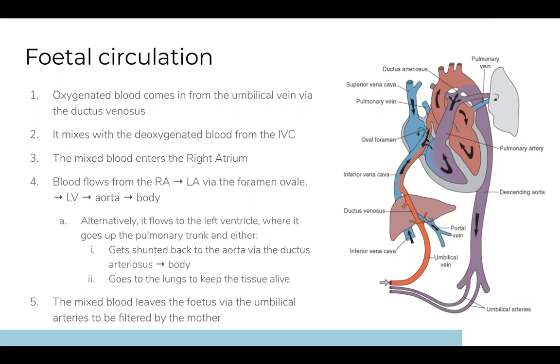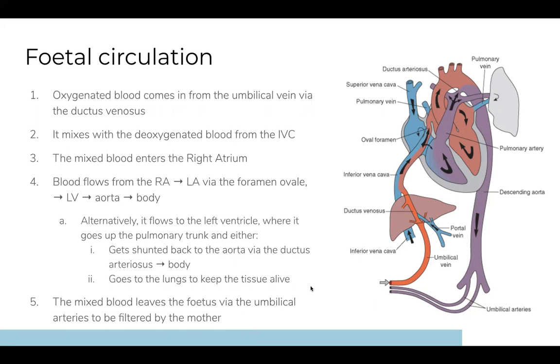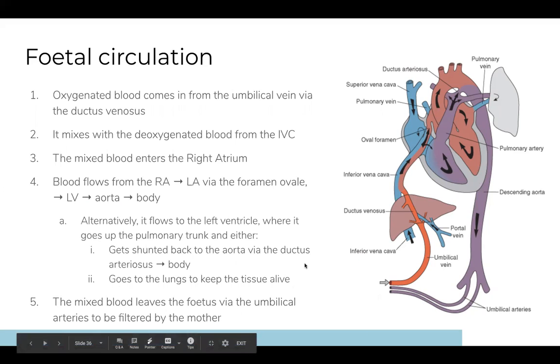Or if it goes to the right ventricle, sorry, that's the right ventricle, not the left ventricle, it'll go up to the pulmonary trunk and either be shunted back to the aorta via the secret tunnel, or it'll go to the lungs to keep the tissue alive. So this mixed blood will leave via the umbilical arteries to be filtered by the mother, because the fetal liver doesn't really work properly yet, so it can't filter the blood properly. So it goes to the mother, cleans the blood, and then new blood comes in.